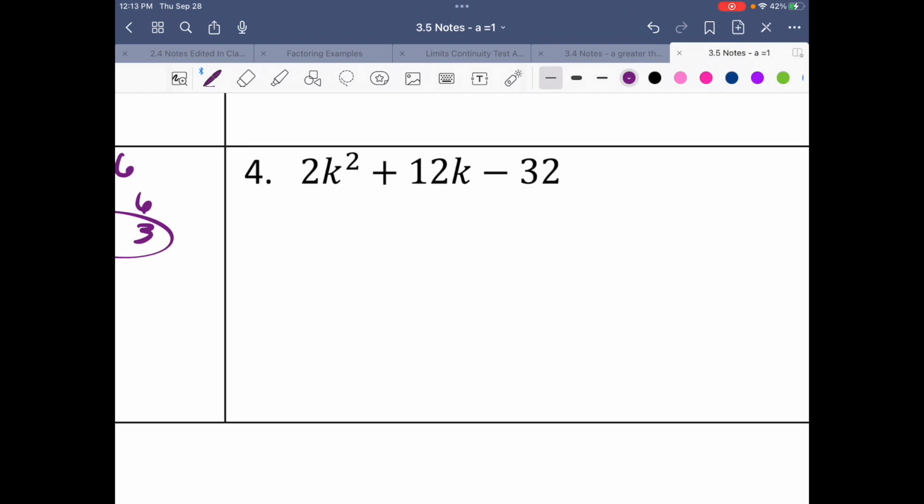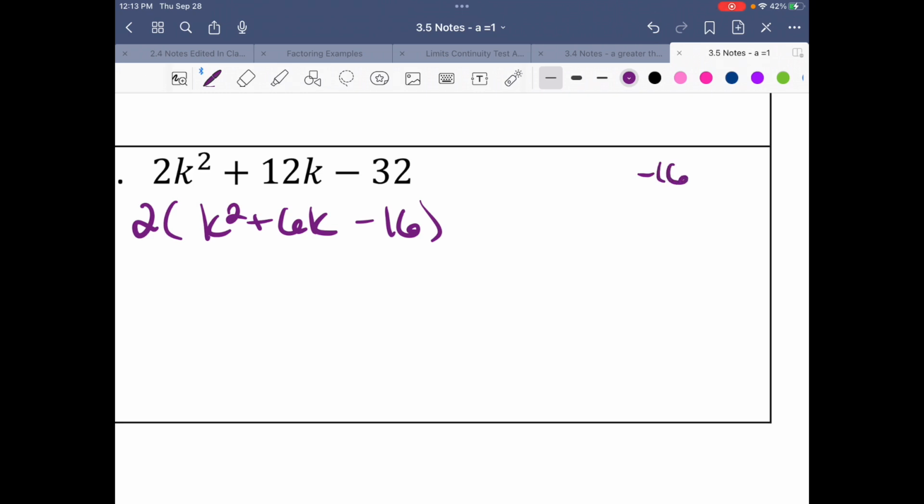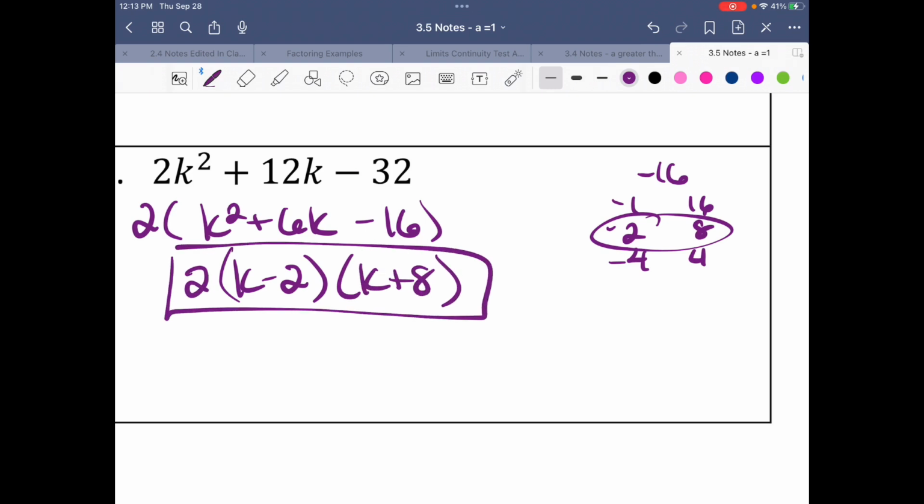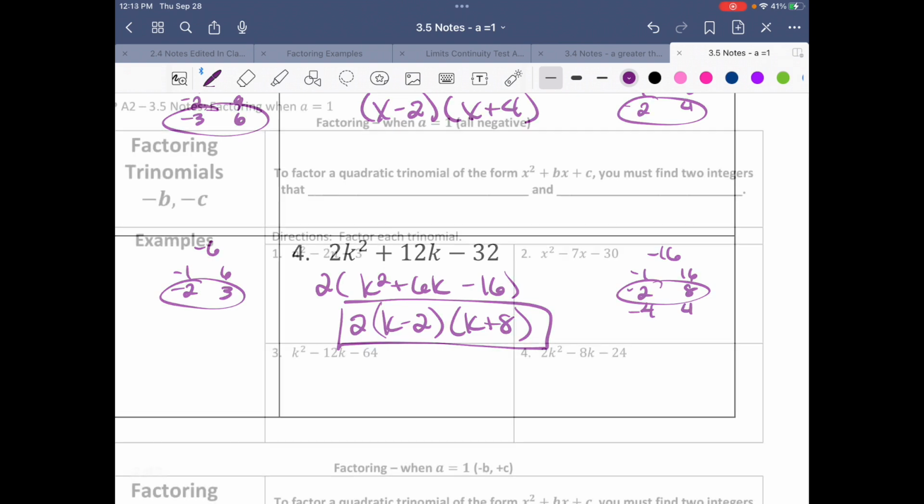Example 4 has a leading coefficient that's a 2 right now. We use it to see if it's a GCF. In this case, it is. Take a 2 out. Factor pairs of negative 16 that add to be 6. With the little factor being negative, it's going to be negative 2 and 8. So k minus 2, k plus 8. Bring down your GCF.